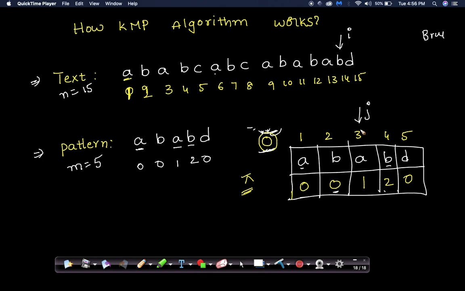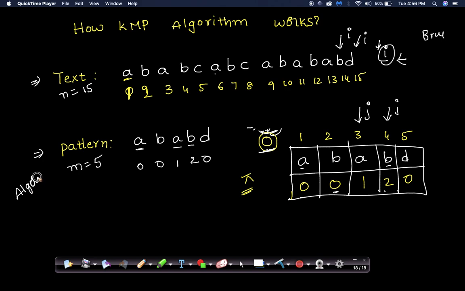Then I am going to compare the j plus 1th index value, which is b, and the i plus 1th index value, which is b, yes, it's a match. Then I increment i by 1 and j by 1. I compare the j plus 1th and ith index values, that is d and d, yes, it's a match. Then we find the pattern at this position. I hope you understand this, right? Then increment the value of i and we have reached the end of the string, so we will stop the entire algorithm. I hope you understand this algorithm, right?